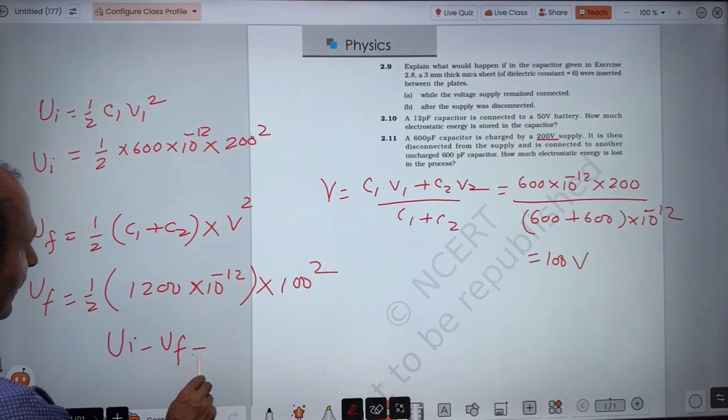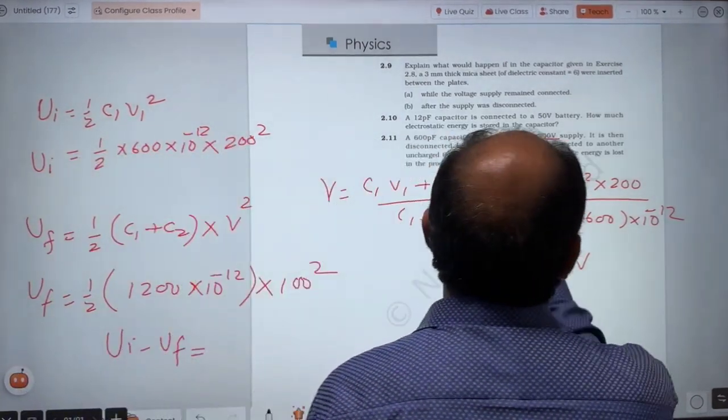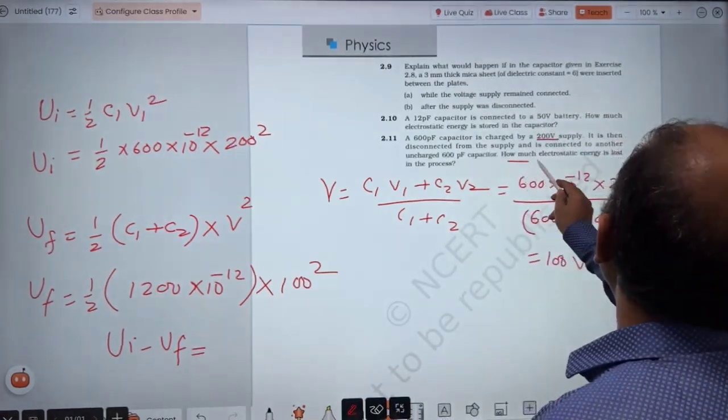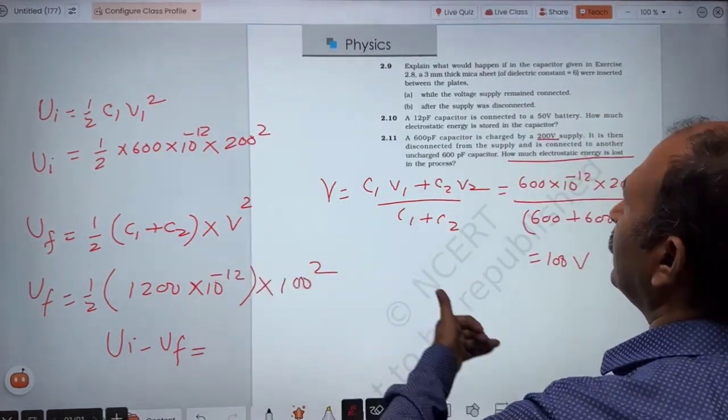And if sometimes it is asked where this energy has gone, the answer is very simple. As we have seen, whenever two capacitors are connected, then when current flows, there must be a loss of heat, and certain EM waves will also cause this loss of energy. So you can say energy is lost in the form of heat and electromagnetic radiations.